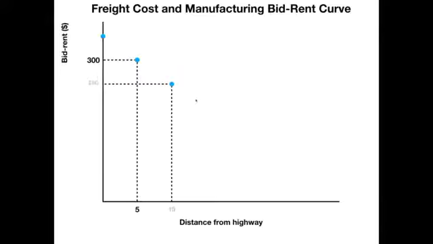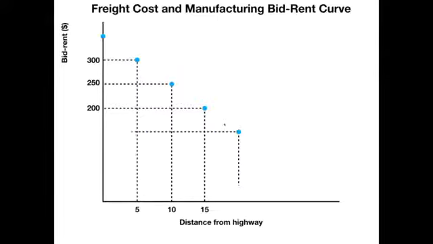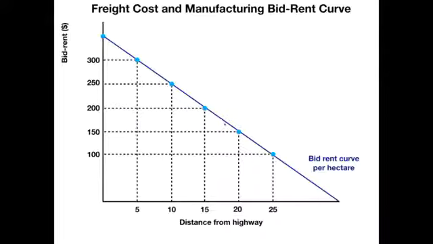We can move even further away, let's say 10 miles, and your bid rent would decrease; the example here we have is $250. We can go another 5 miles to 15 miles, and the bid rent would be $200 per hectare. Moving 20 miles away, the bid rent falls to $150. And if we move to 25 miles away, we would only be willing to pay $100 per hectare because of the additional transportation costs associated with getting to that transportation hub that we're using.